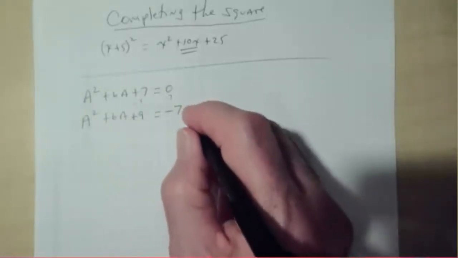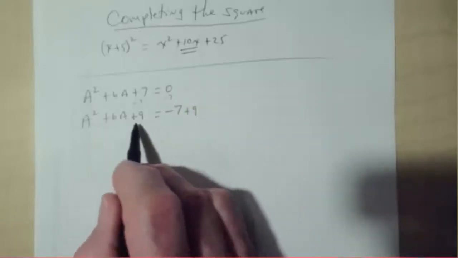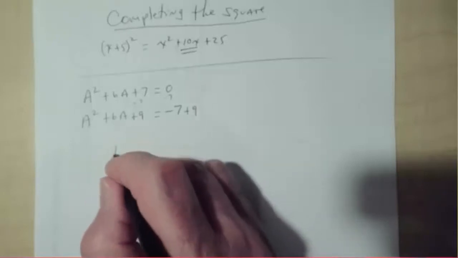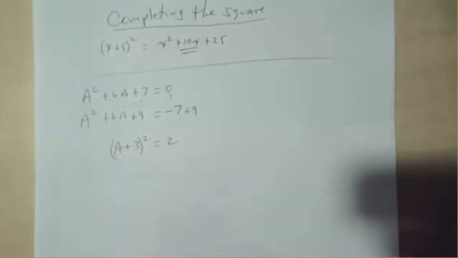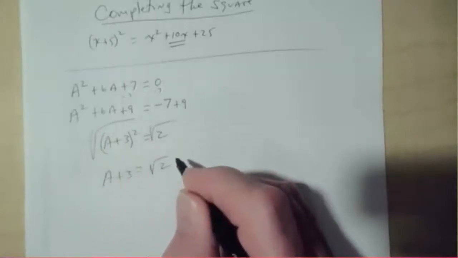Now we take half of the linear term. Half of 6 is 3. 3 squared is 9. Now this is an equation. Whatever you do to one side, you have to do to the other side. Now this is a perfect square. We just made it one. This is a plus 3 all squared equals 2. Right? Right.